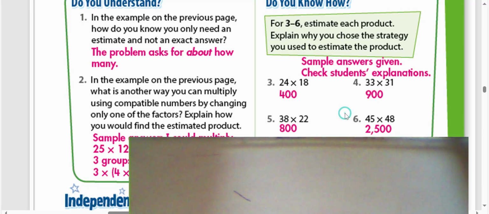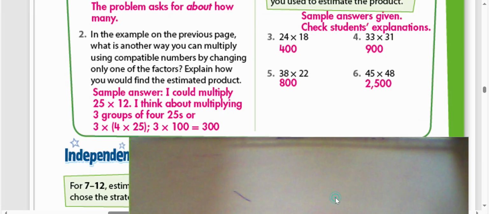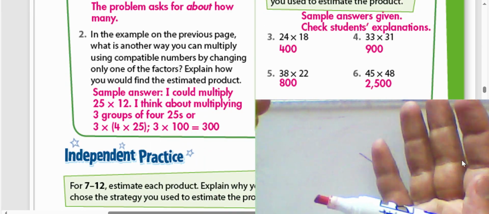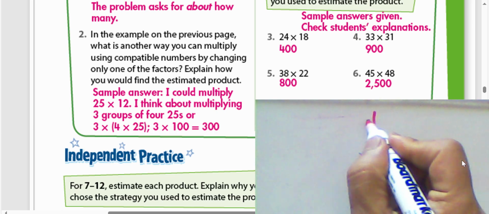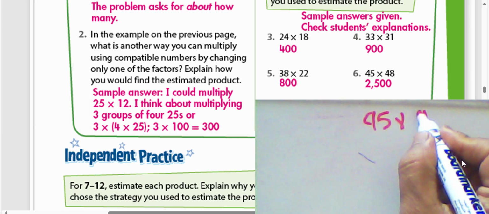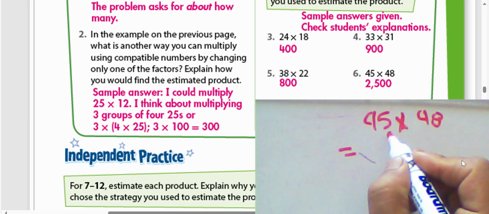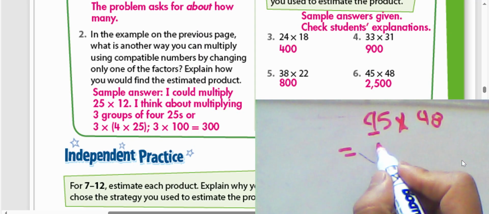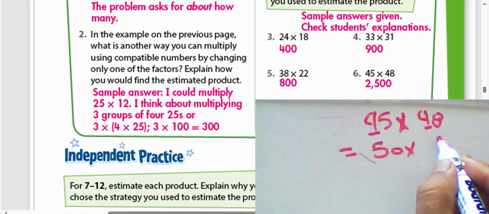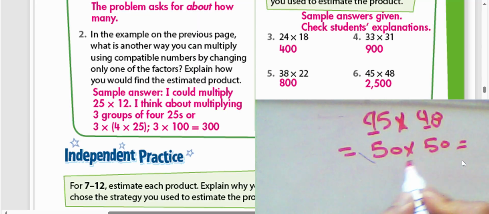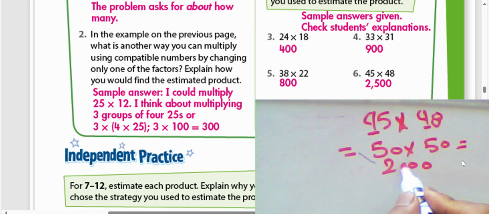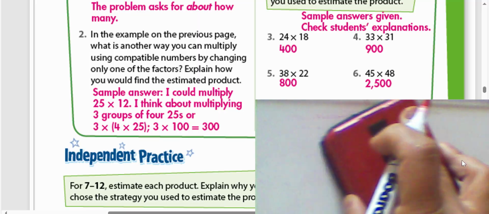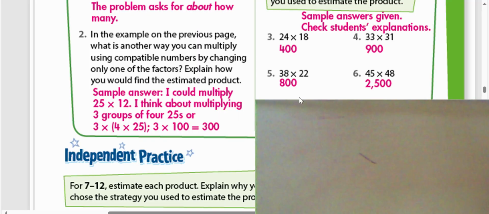And also 45 times 48. We know 45, we can approximate this number to the nearest tens. Right here, 45 product by 48. This number we can approximate to the nearest tens, it will be 50. 48 nearest to tens will be 50 also. Then the product between them, we must put double 0 here and 5 times 5 is 25. Then the answer will be 2500.